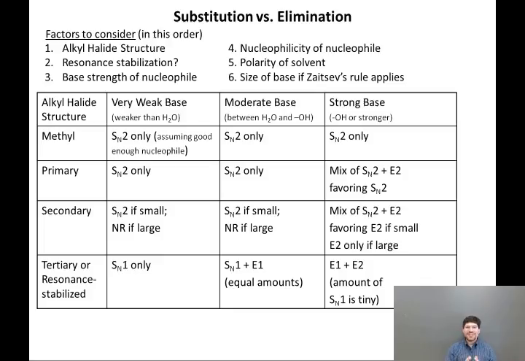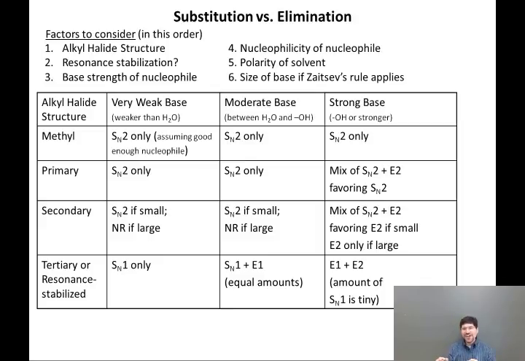For primary, once again, if you're going to do substitution, that substitution will only go by the SN2 mechanism. Now, what I neglected to say a minute ago was in parentheses under SN2 only, I wrote assuming a good enough nucleophile. As always, if you're proposing a substitution product, you have to make sure that the nucleophile is good enough to undergo SN2 substitution. So in the primary case, if you have a very weak base or a moderate base, E1 is not going to be a possibility. So in both of those cases, you're just going to have SN2 substitution.